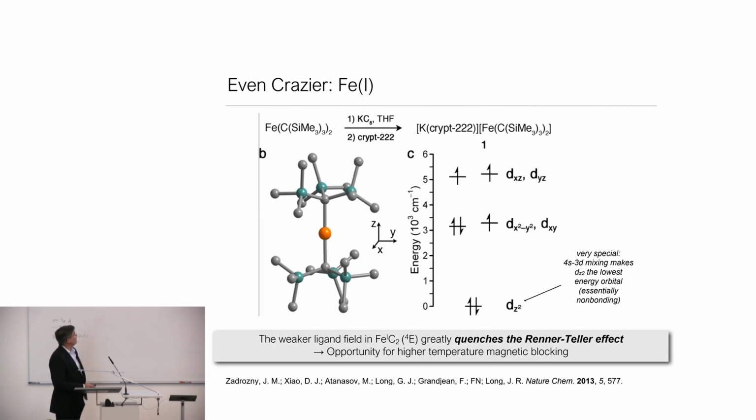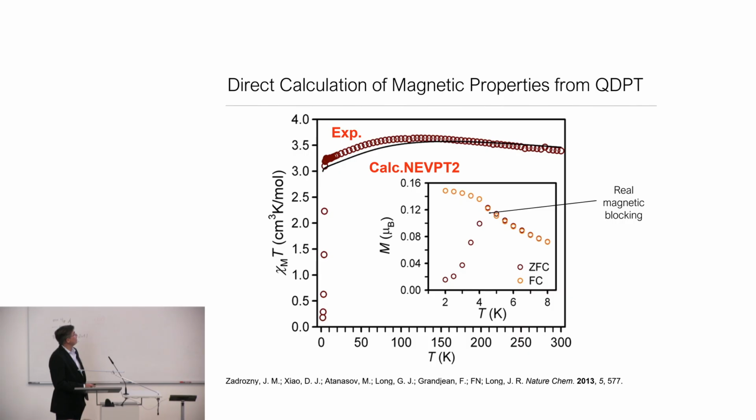And an even crazier one, which I think Michael studied and then later made a prediction for, and which was later synthesized, is the iron 1 analog. That has even crazier magnetism because it has an even weaker ligand field. What you see here is that you can actually calculate the magnetic susceptibility or any of the other magnetic properties and spectra directly from the QDPT, and it's often in excellent agreement with the experiment. That is the right answer for the right reason, and there is no recourse to any spin Hamiltonian anywhere.